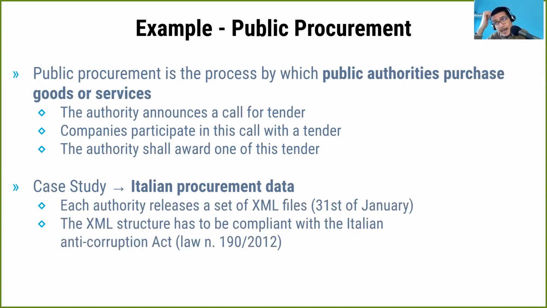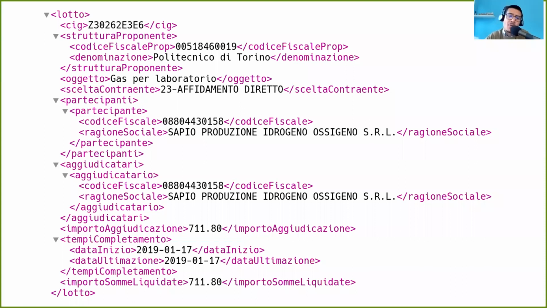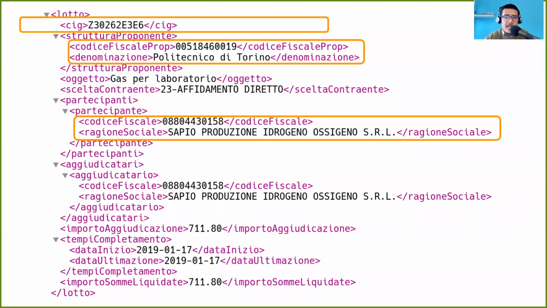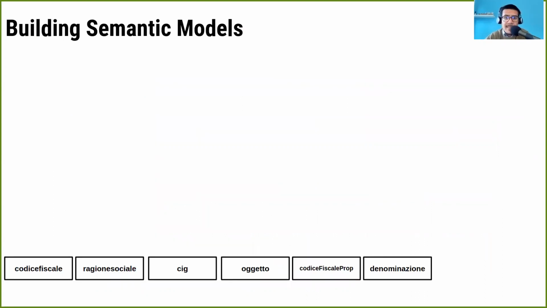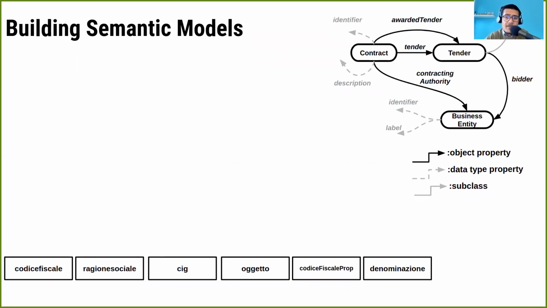This is an example of XML that is currently published by the administration. Please consider these XML attributes, which include the identification code of the contract, the identification code and the business name of the contracting authority, so of the public administration, and the ID and the business name of a company which participates in the call for tender. After the selection of these data source attributes, consider the following ontology graph that covers the semantics of the data in the public procurement domain.